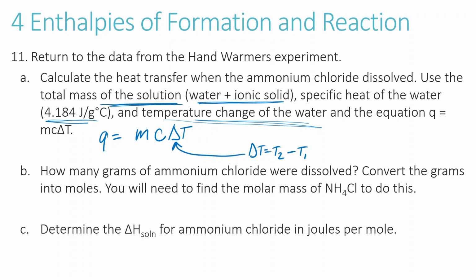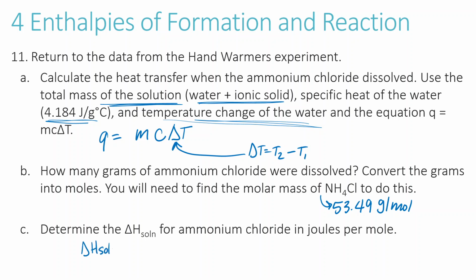Now for B, how many grams of ammonium chloride were dissolved? Convert the grams into moles. You will need to find the molar mass of ammonium chloride to do this. The molar mass of ammonium chloride is 53.49 grams per mole. So you're going to need to take your grams and use the molar mass to convert them into moles. Then you're going to find delta H solution for ammonium chloride in joules per mole.